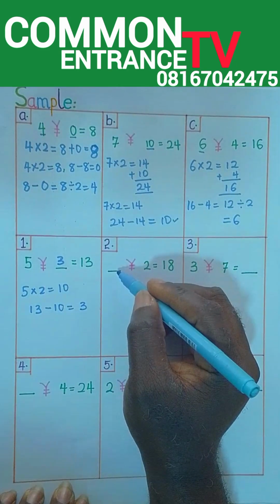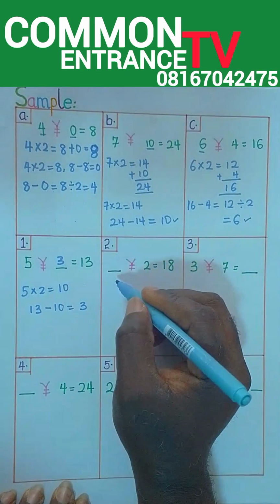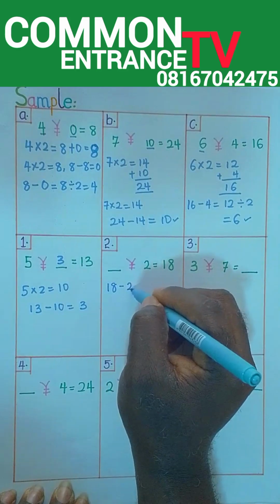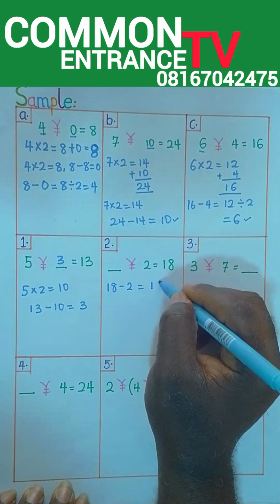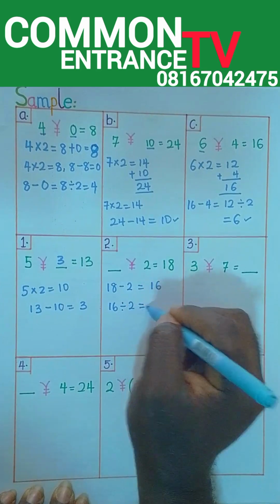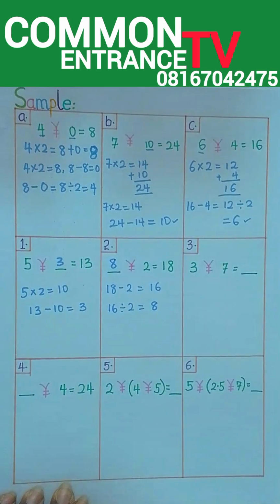Now this value is missing. How do we solve this? We can solve using this method. So what we have is 18 minus 2 will give us 16, and then 16 divided by 2 will give us 8. So the answer here must be 8.